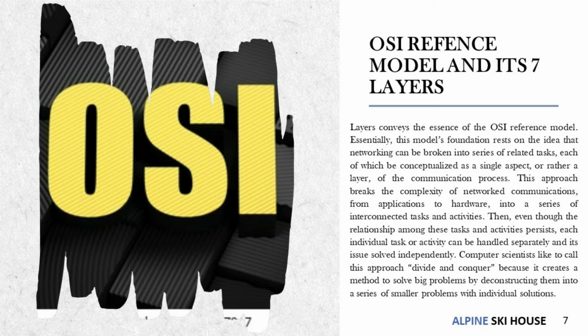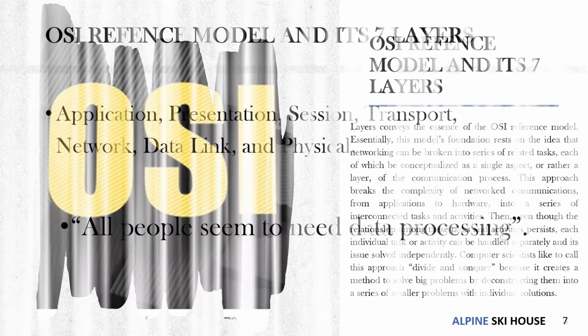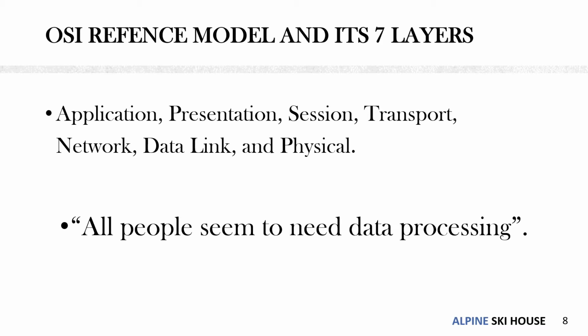Computer scientists like to call this approach divide and conquer because it creates a method to solve big problems by deconstructing them into a series of small problems with individual solutions. Simply put, the OSI reference model breaks networked communication into 7 layers, and these are the application, presentation, session, transport, network, data link, and physical. To easily remember these terms, just remember the phrase: All People Seem To Need Data Processing.